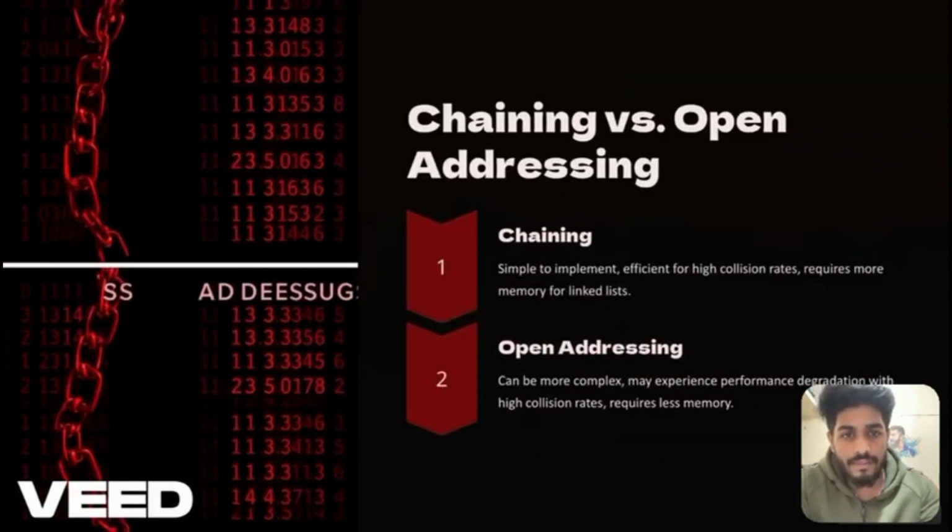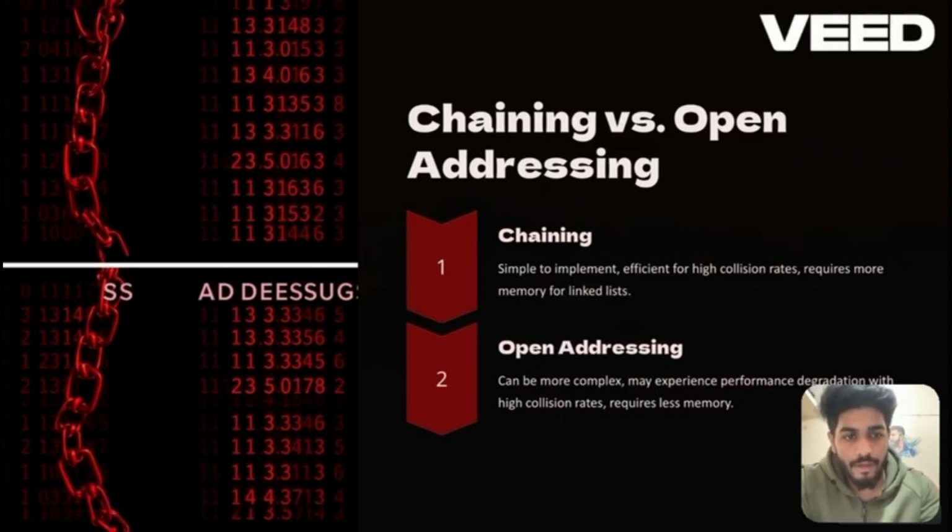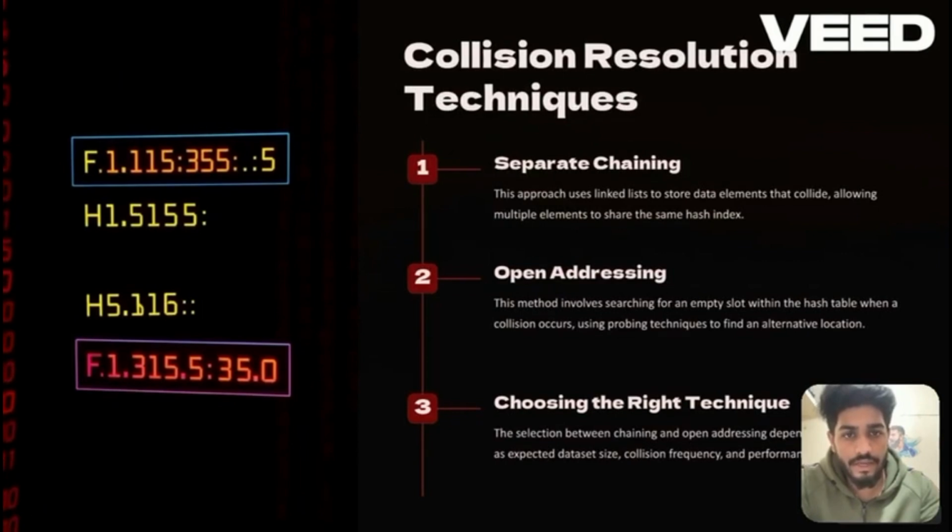Chaining versus open addressing. What is chaining? Simple to implement, efficient for high collision rates, requires more memory for linked lists. Open addressing can be more complex, may experience performance degradation with high collision rates, requires less memory. Collision resolution techniques: first, separate chaining. Second, open addressing. Third, choosing the right technique.